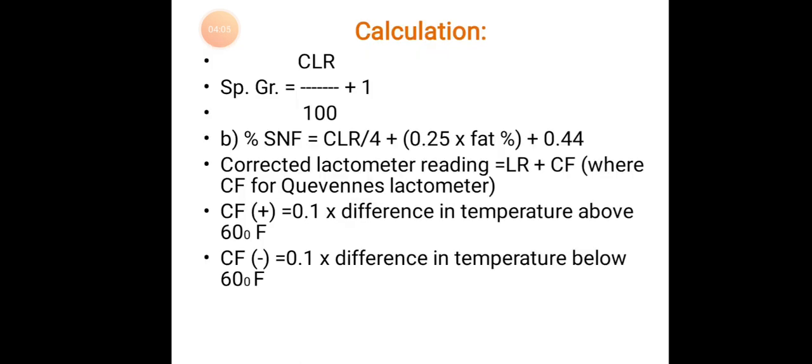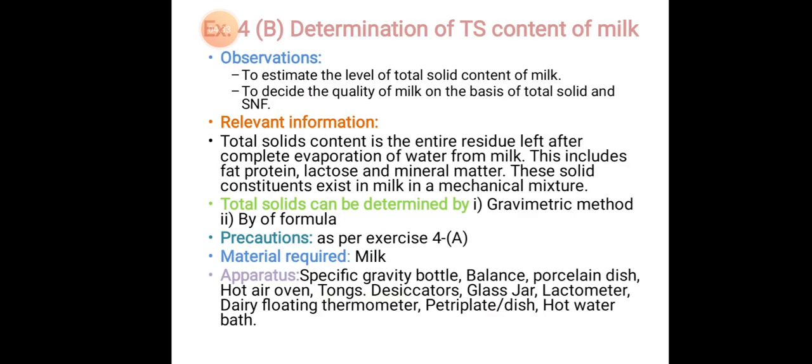Calculation: specific gravity is equal to CLR by 100 plus 1. Percentage of SNF is equal to CLR by 4 plus 0.25 into fat percent plus 0.44. Corrected lactometer reading is equal to LR plus CF, where CF for Quevenne's lactometer is CF plus 0.1 into the difference in temperature above 60 degrees Fahrenheit, and CF minus 0.1 into the difference in temperature below 60 degrees Fahrenheit.